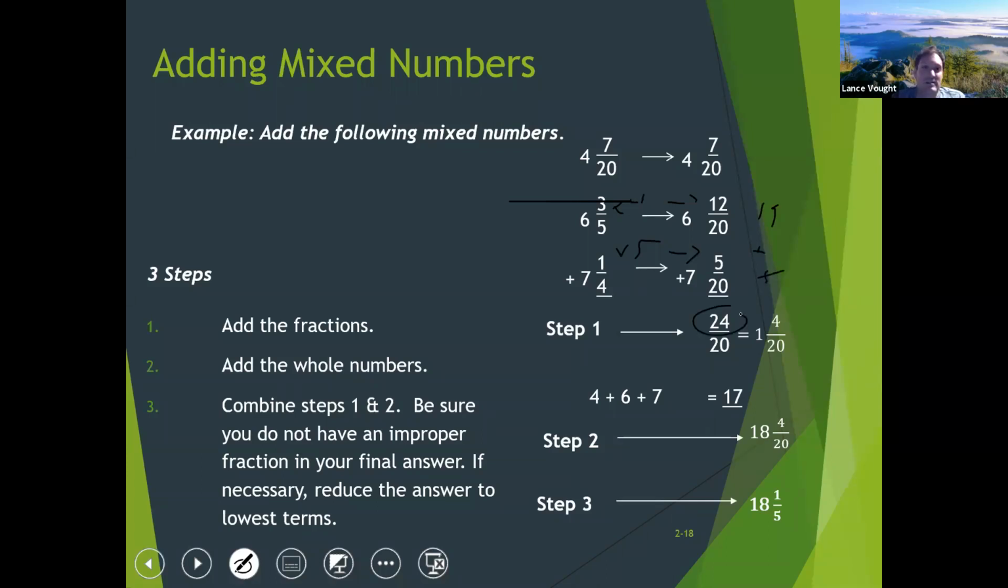Now, if we're trying to add mixed numbers together, remember we already have 17 from these digits right here. But when we convert 24 over 20 into a mixed number, we get 1 and 4/20. So that means we need to add this 1 to this 17. So we get 18, and what's left over is 4/20. If we want to simplify this, then we can go back to our table. Are these divisible by 4? Yes. So we end up with 18 and 1/5 as our answer.